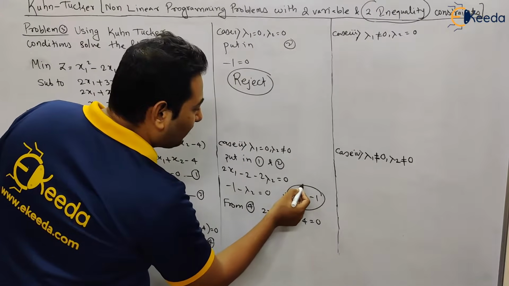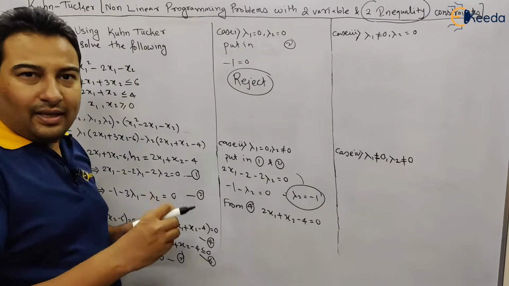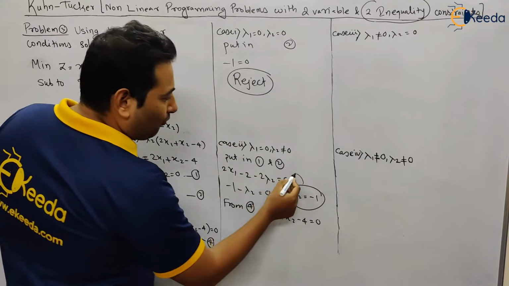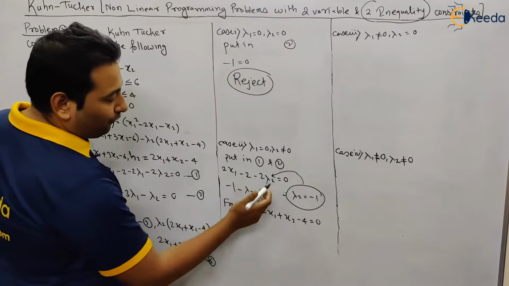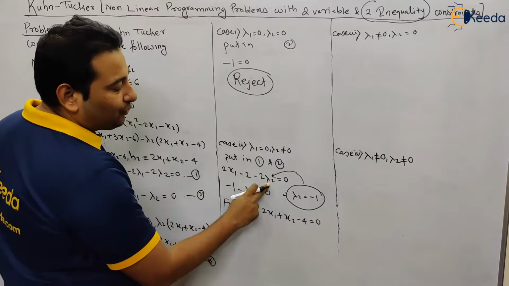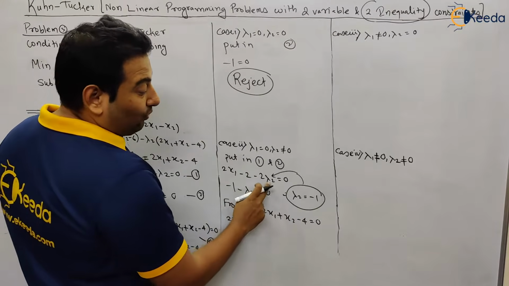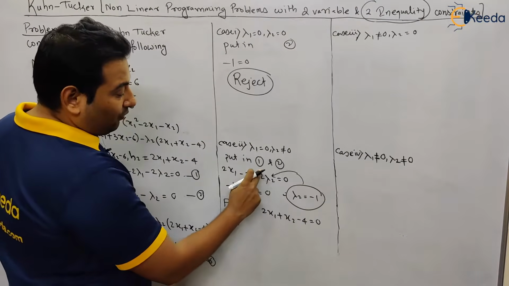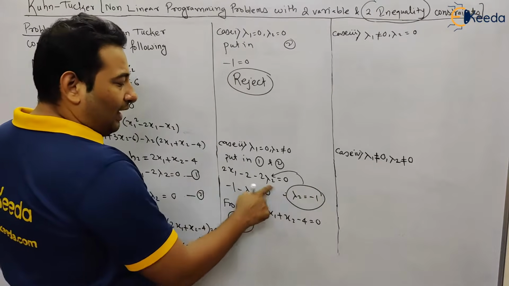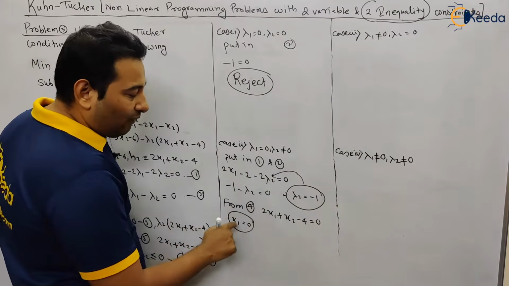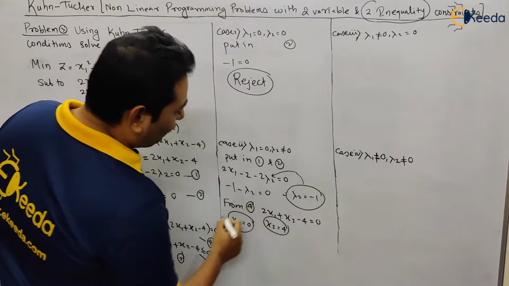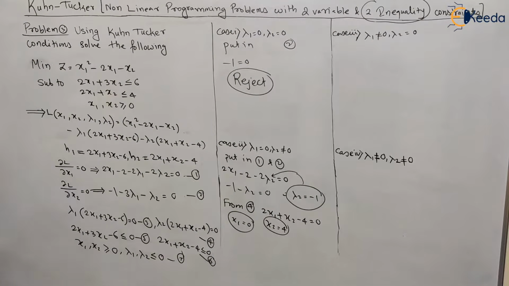Let us put in lambda 2. We need a few calculations to get the result. So put lambda 2 equal to minus 1 here. From this equation we'll get 2x1 minus 2 plus 2, since lambda 2 is minus 1, minus minus becomes plus 2, and the 2 and 2 will cancel. x1 will be 0. If I put x1 equal to 0 here, x2 will be 4. So I got x1 equal to 0 and x2 equal to 4.